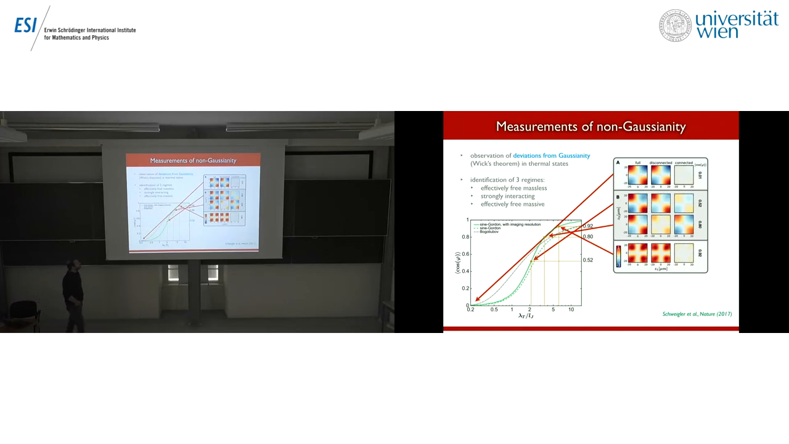So experimentally, the experimentalists have identified three different regimes: the highly massive, the massless regime, and the strongly interacting regime that corresponds to intermediate values of the parameter lambda over L.